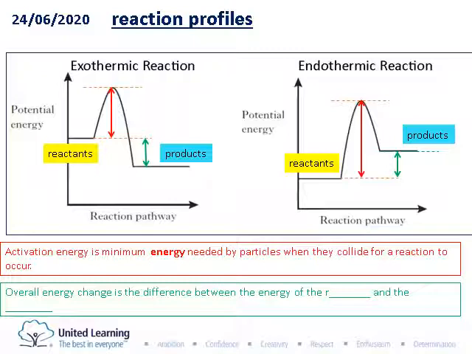Make sure you've got your definition for activation energy down in the booklet. And then the last thing we're going to look at is the green arrow. And what the green arrow shows you is the overall energy change. So basically, how much energy has been gained or lost during this reaction. And you can summarise that. It's the difference between the energy of the reactants and the products.